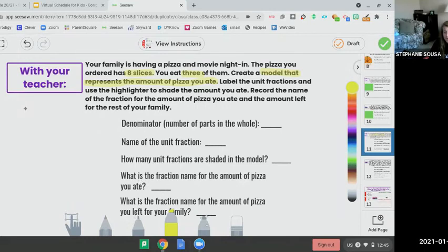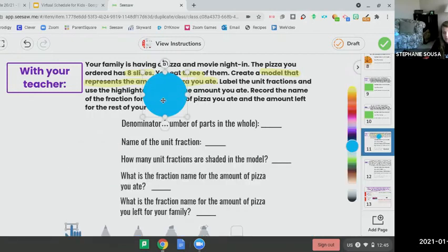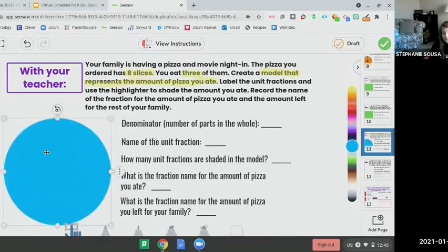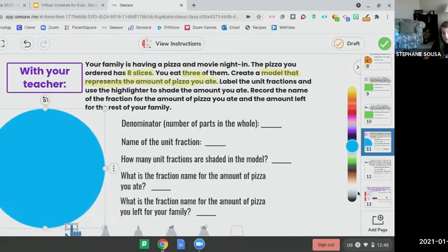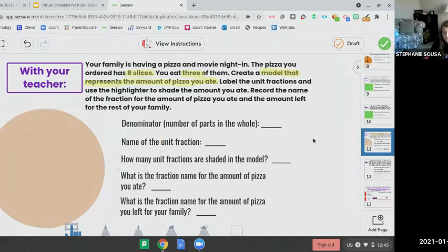So I, in my head, imagine pizza as a circle. So I'm going to go grab a circle and I'm going to put it on my Seesaw page. Go ahead and do the same thing. I need to make 8 pieces, so I'm going to make my circle larger so that I can easily draw those 8 pieces. And then I'm going to make my circle the color of crust. We are making a pizza.